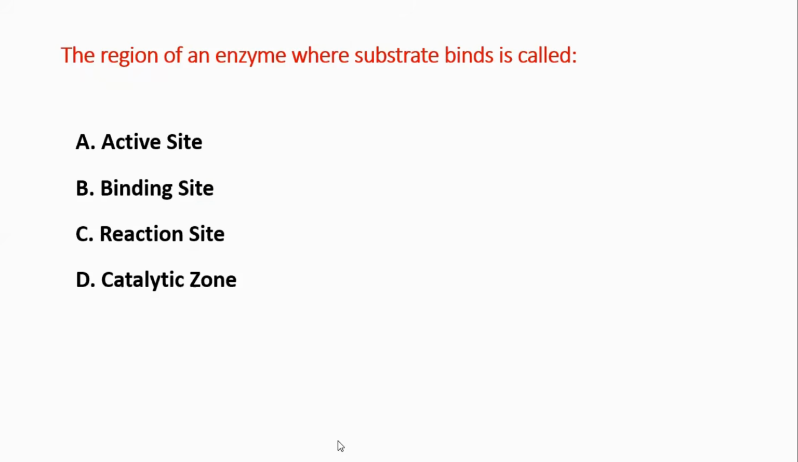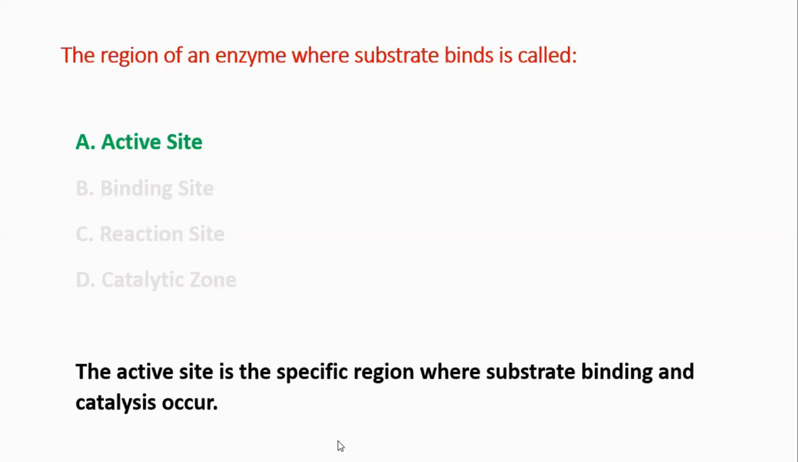The region of an enzyme where substrate binds is called active site, binding site, reaction site, or catalytic zone. Imagine an enzyme as a lock and a substrate as a key. Which part of the enzyme actually receives and binds the substrate? Yes, the right answer is active site. It is a specific region where substrate binding and catalysis occur.